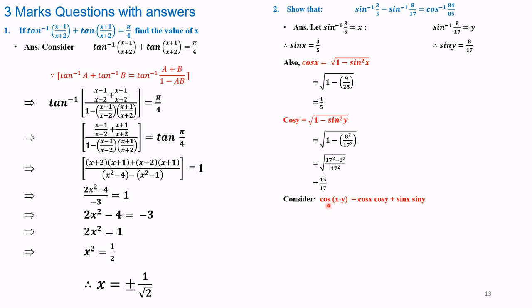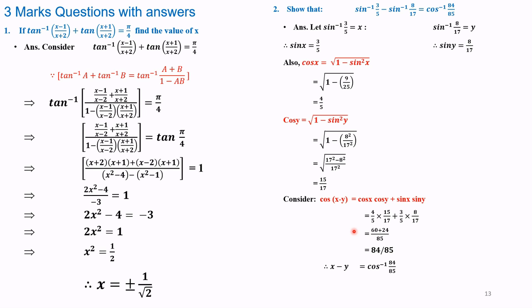Now, let us take another trigonometric relation, cos of x minus y. We know from trigonometric knowledge that cos(x minus y) is cos x cos y plus sin x sin y. Therefore, that becomes 4 by 5 into 15 by 17 plus 3 by 5 into 8 by 17. The values are given here: cos x is 4 by 5, cos y is 15 by 17, sin x is 3 by 5, and sin y is 8 by 17. Simplifying, 5 into 17 is the LCM. We get 4 into 15 is 60 plus 8 into 3 is 24, divided by 85. Therefore, the value of cos of x minus y is 84 by 85.